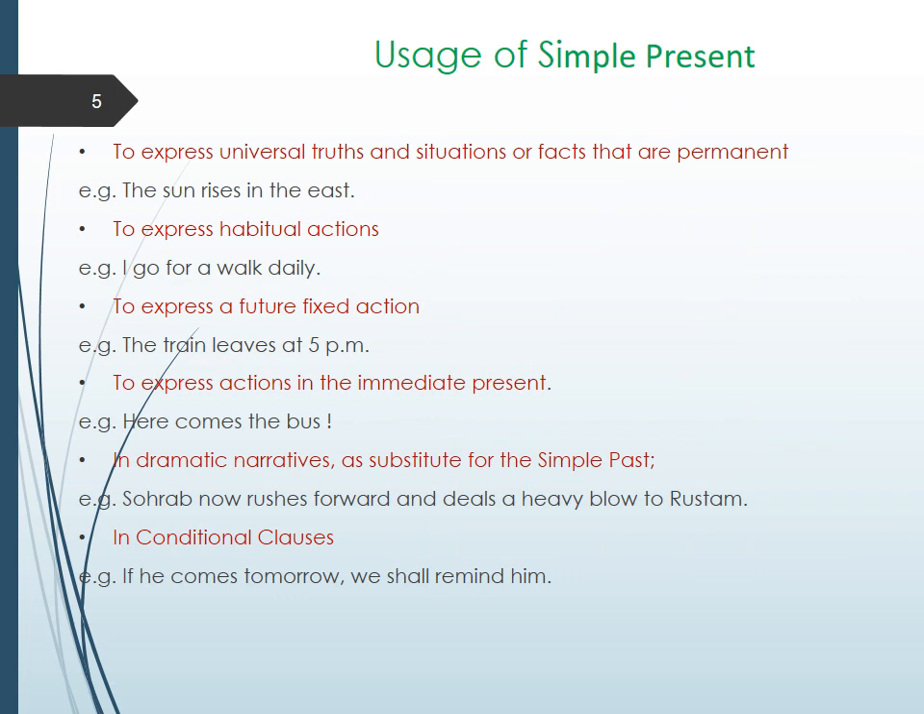Now, where do we use simple present tense, or we can also call it present indefinite tense? It is used to express universal truths and situations or facts that are permanent. For example, the sun rises in the east. It is also used to express habitual actions. Example, I go for a walk daily.